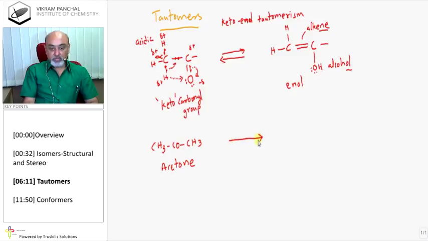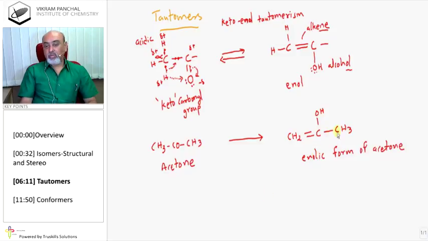Now, if you take the enolic form of acetone, then hydrogen from either CH3 transfers to oxygen, and we can have a double bond between carbon-carbon and an OH group. So this is the enolic form of acetone, and you can find out the number of sigma bonds and pi bonds present in the enolic form of acetone. So this is known as keto-enol tautomerism.